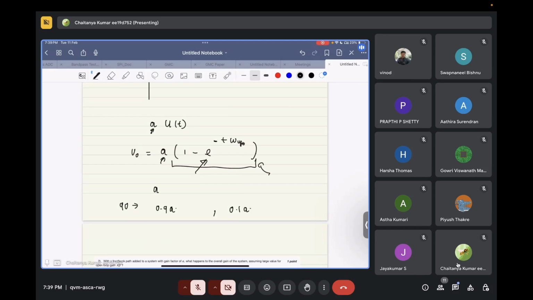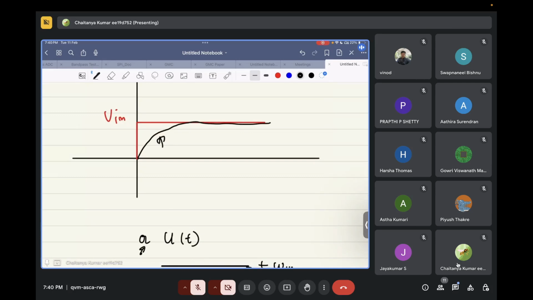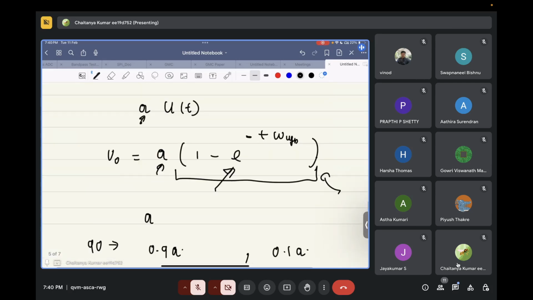Now, where does slew rate come into the picture? This is all okay as far as the transfer function is concerned. Where the slew rate comes into the picture is, let's say, what is the rate of change of this particular equation? How will you find that? Differentiating this. Differentiating, right? Yes.